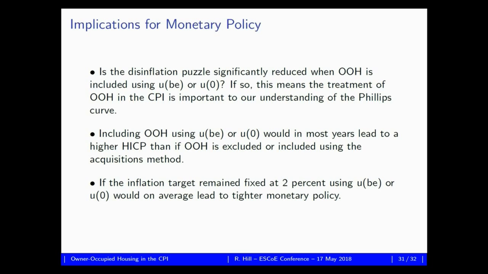Also, given that house prices are rising in real terms in most countries in the OECD, the implication here is excluding OOH is going to lead to a lower CPI than we actually have. So, for example, the harmonized index of consumer prices in Europe currently excludes it. But if we included it, it would go up because on average house prices are rising. And if, for example, you have an inflation target of 2%, then that would imply higher interest rates. But obviously, if you include OOH, you could adjust your inflation target as well.